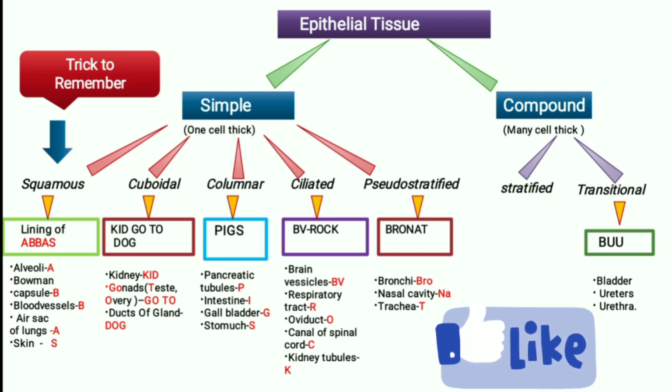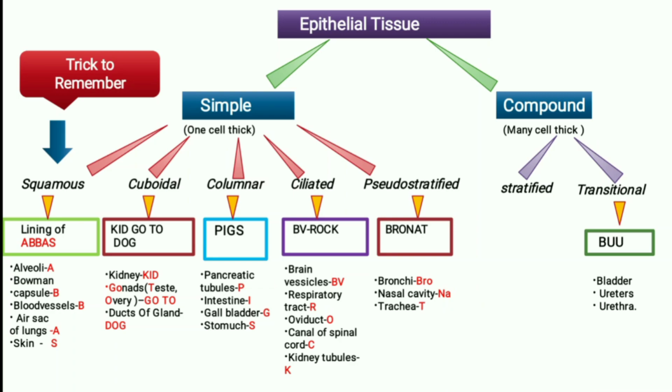Now let's see the cuboidal. So the location of cuboidal epithelial tissue: kidney stands for kid, gonads stands for go, testes and ovaries stands for T and O, that is 2. Ducts of gland stands for dog. So the trick is kid, go to, dog. So this is the trick for cuboidal.